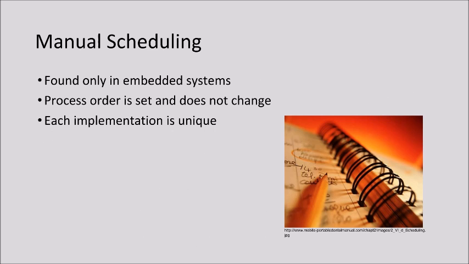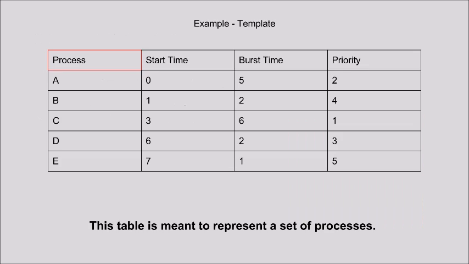Manual scheduling is kind of a completely different thing. It's a manual schedule set by a programmer, and the process order is set. It does not change based on any changing factors. It's just set by the programmer. Each implementation is unique, and it's typically only found in embedded systems.